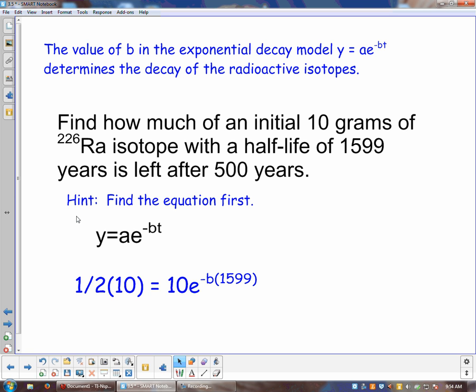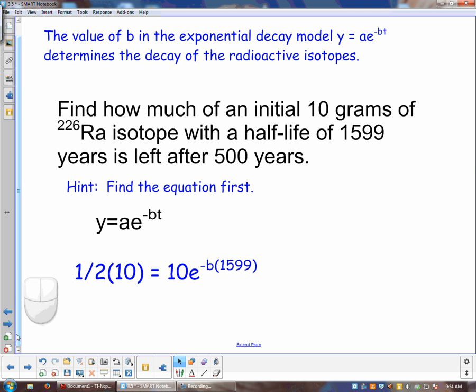Okay, all right, so the value of b in the exponential decay model, y equals a times e to the negative bt, determines the decay of the radioactive isotopes. So find how much of an initial 10 grams of radium-226 isotope with a half-life of 1,599 years is left after 500 years. So this one I don't think is on your gift, right? So let's put this one on paper, and then you've got one on your gift that you can try later.